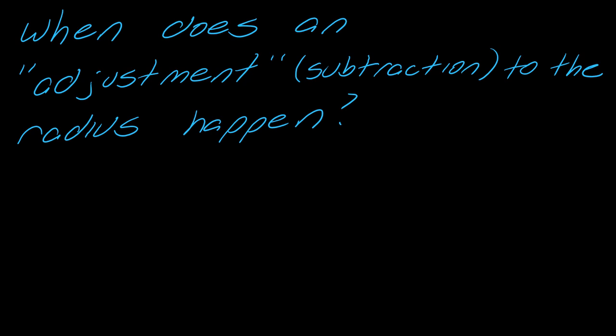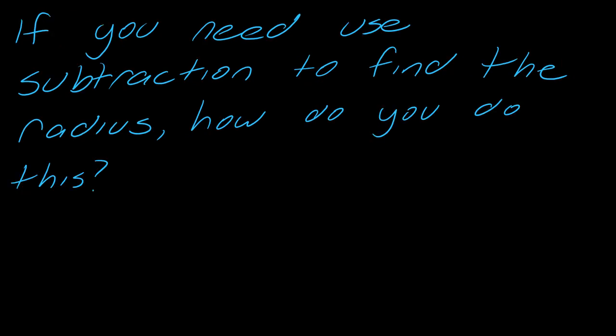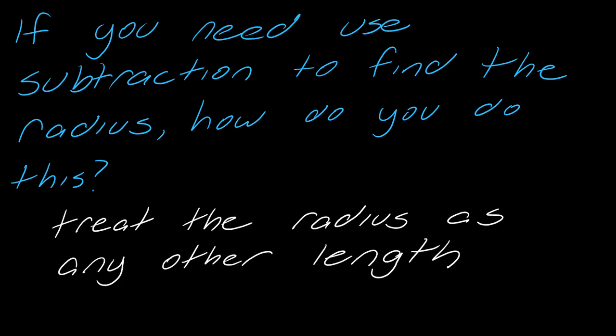Okay. But when do you need to make that adjustment with subtraction to the radius? Once again, when we rotate around any line, either x equals L or y equals k, that's when we start making little adjustments to how we think about our radius. So if you need to use subtraction to find the radius, how do you do this? You want to treat the radius as any other length.